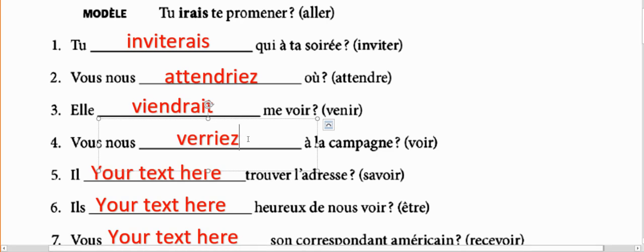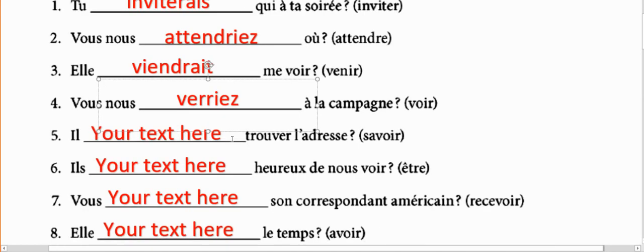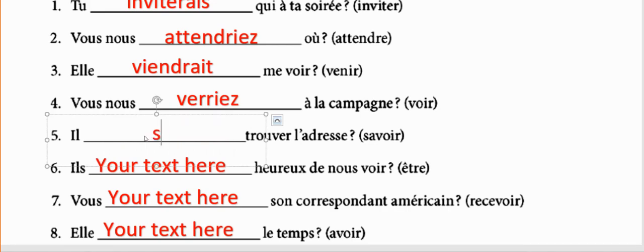Okay. Now, number five. Il trouver l'adresse. Savoir is irregular, right? So the stem is S-A-U-R. Okay. Il saurait trouver l'adresse. He would know how to find the address, right?